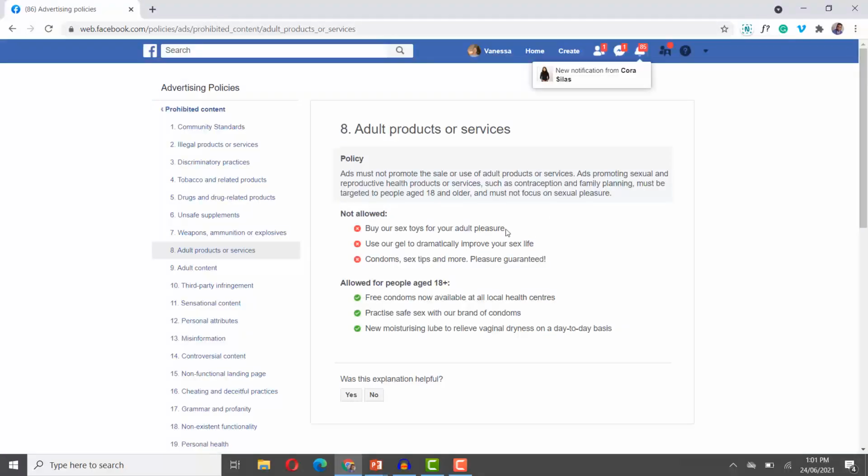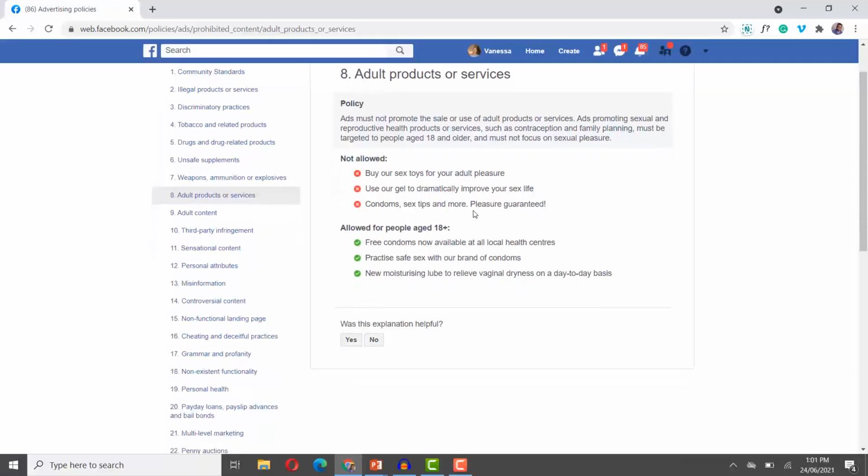Okay, so these are not allowed. Buy our sex toys for your adult pleasure. Use a gel to dramatically improve your sex life. Condoms, sex tips, and more. Pleasure guaranteed. You cannot do that.